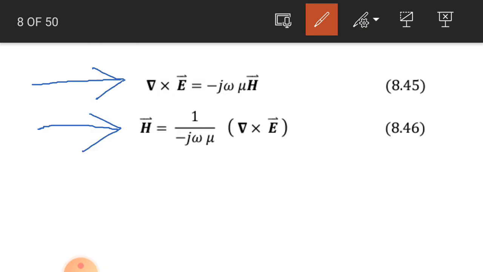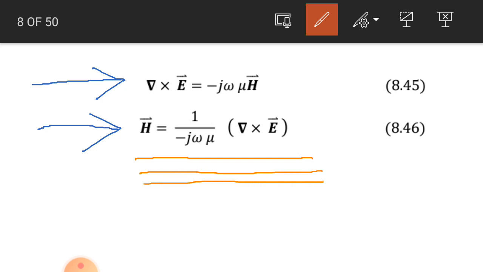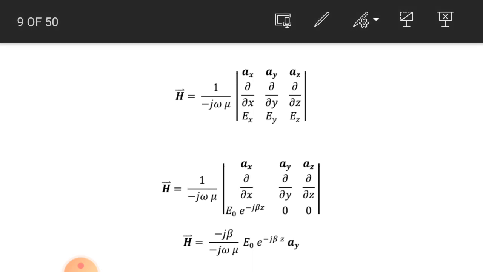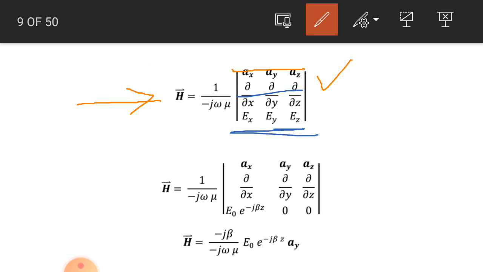The magnetic field intensity will be equal to 1 over minus j omega mu, and then we have the curl of the electric field intensity. And you know that the curl of the electric field intensity is calculated with the help of this determinant. In the first row of this determinant, we have the unit vector ax, the unit vector ay, the unit vector az. In the second row, we have curly by curly x, curly by curly y, and curly by curly z. And then in the third row, we have the x component of the electric field intensity, the y component, and the z component of the electric field intensity.